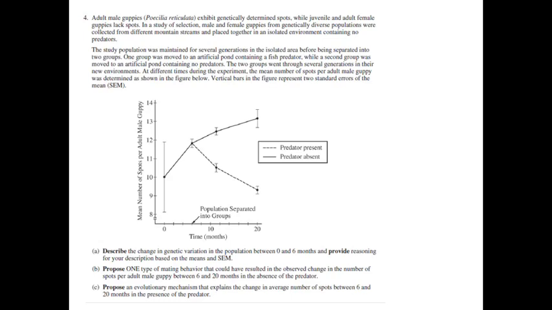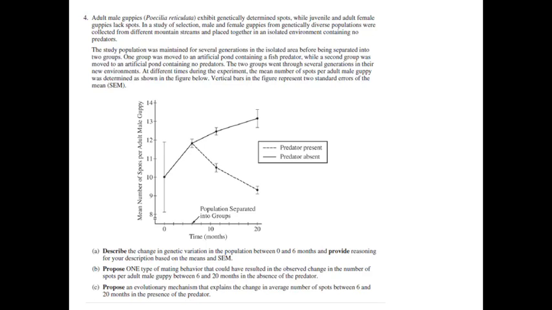Alright, here's an additional question that dealt with error bars, and this was an FRQ off of an AP exam from several years ago. It says adult male guppies exhibit genetically determined spots, while juvenile and adult female guppies lack spots. In a study of selection, male and female guppies from genetically diverse populations were collected from different mountain streams and placed together in an isolated environment containing no predators. The study population was maintained for several generations in the isolated area before being separated into 2 groups.